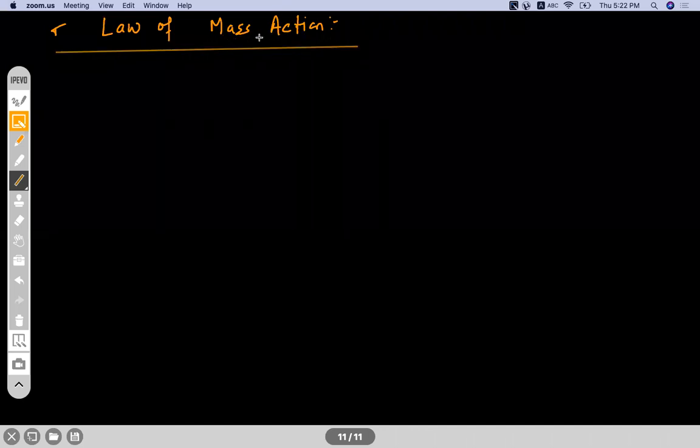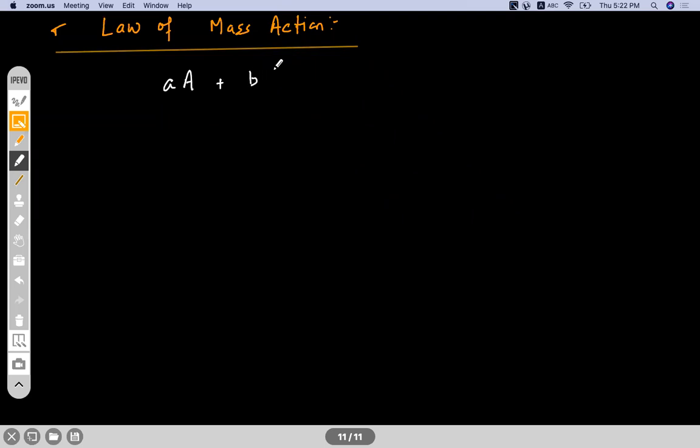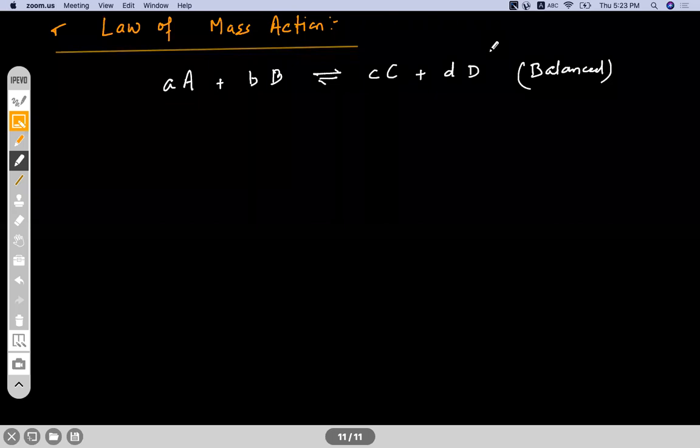So I have a reaction. I'm assuming a hypothetical reaction. Suppose aA plus bB, a balanced hypothetical reaction, gives cC plus dD. This is the balanced hypothetical reaction I am assuming. You can have any reaction like this. So what does this law of mass action suggest?